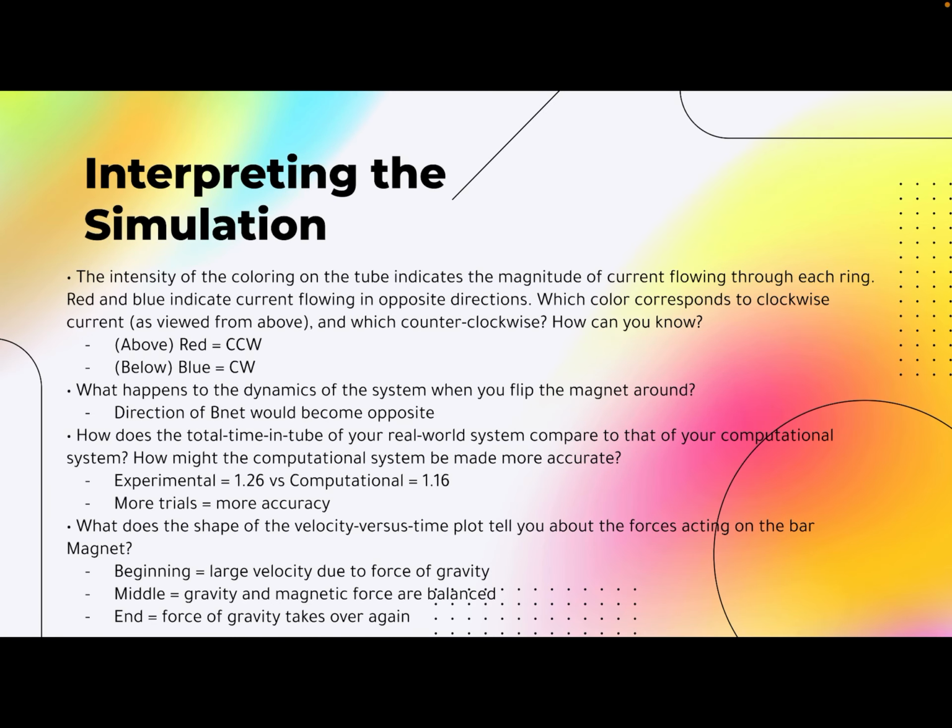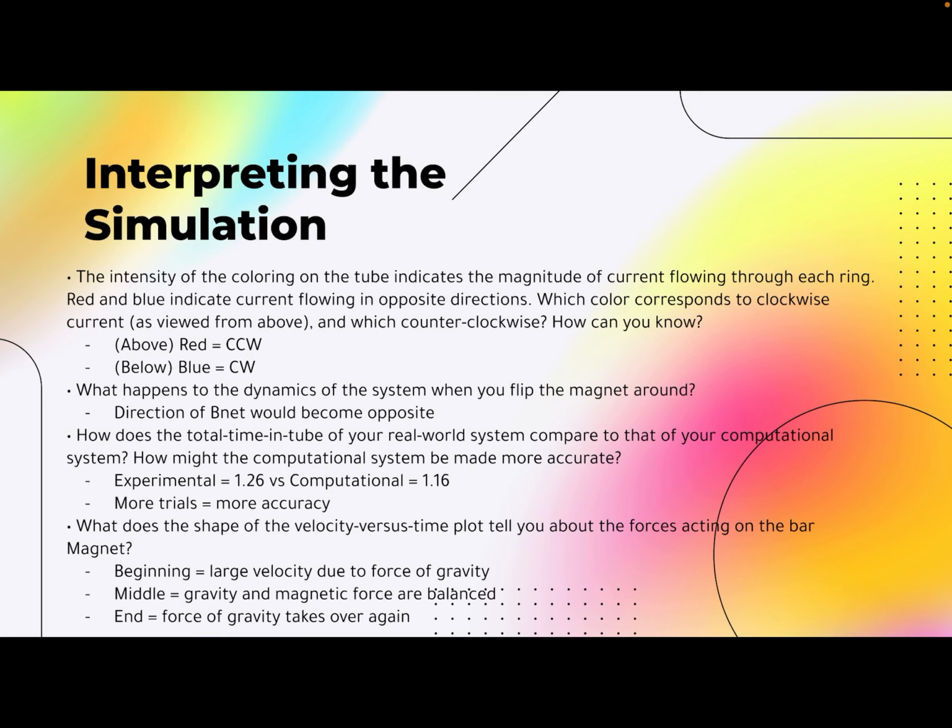Here we're going to interpret the simulation. So the intensity of the coloring on the tube indicates the magnitude of current flowing through each ring. Red and blue indicate current flowing in opposite directions. Which color corresponds to clockwise current as viewed from above, and which color counterclockwise? So red corresponds to counterclockwise and blue corresponds to clockwise. And what happens to the dynamic systems when you flip the magnet around? So there would be no physical changes, but the magnetic field would be in the opposite direction.